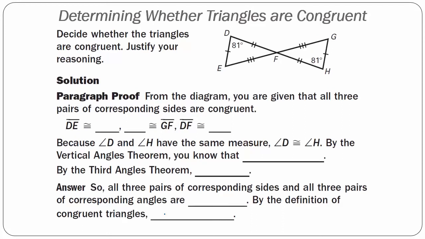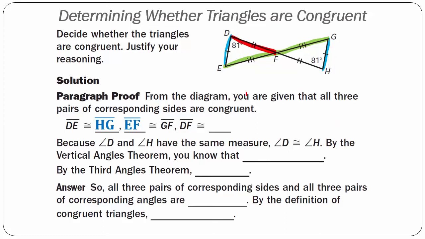Example 4, determining whether triangles are congruent. Decide whether the triangles are congruent. Justify your reasoning. From the diagram, you are given that all three pairs of corresponding sides are congruent. We know they're congruent because we can match their tick marks. Line segment DE only has one tick mark, which means it is congruent to line segment HG, which also has one tick mark. Line segment GF has 3 tick marks, which means it is congruent to line segment EF, which also has 3 tick marks. So line segment EF is congruent to line segment GF.